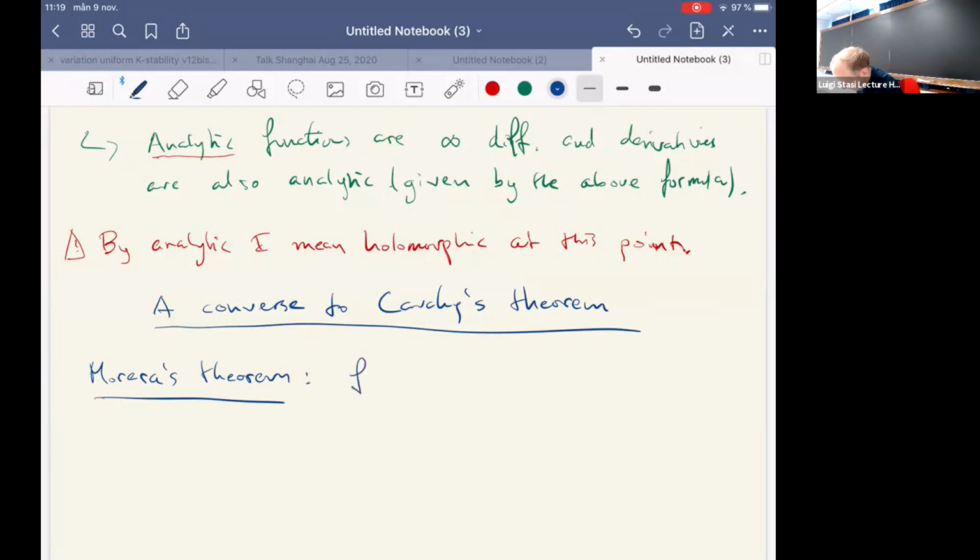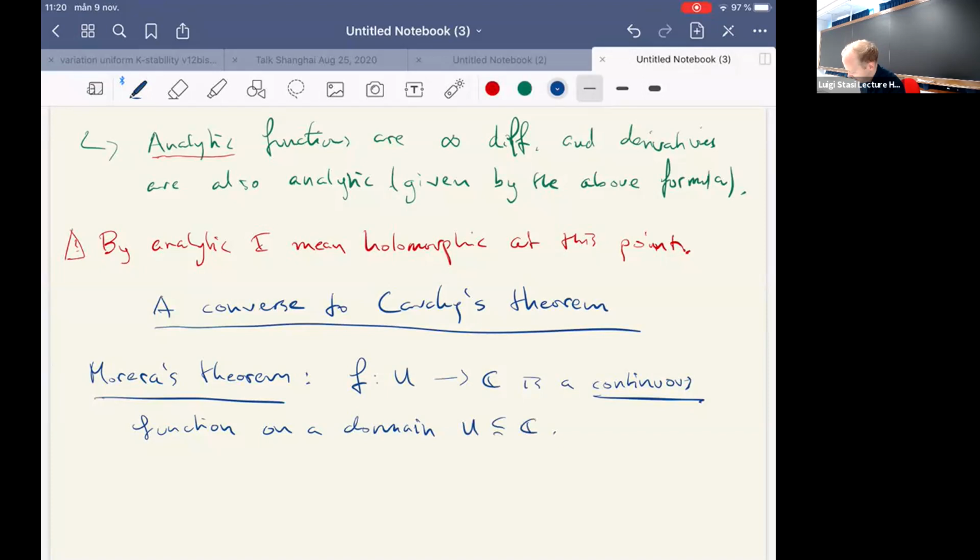Okay, and it says the following. Suppose that f here is a continuous function. So we're not assuming holomorphic, right? We're just assuming that it's continuous, on some open connected region U inside C. I was never very careful about saying what exactly it means to be a domain, and does it need to be open, does it need to be connected, and so on. But on this open connected set.